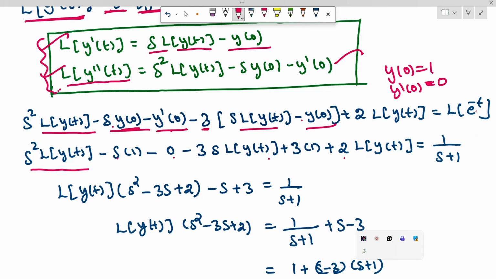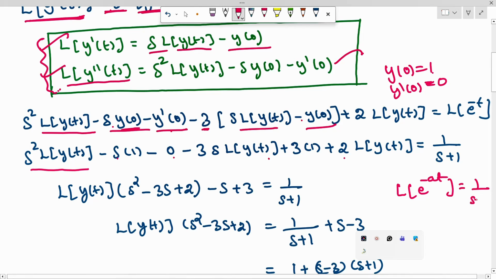We know that L of e power minus t is 1 by s plus 1, because the general formula is L of e power minus at equal to 1 by s plus a. Here a is 1, therefore 1 by s plus 1.